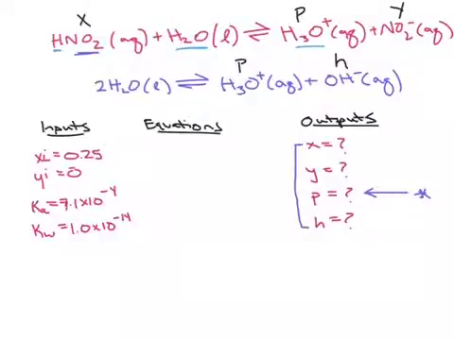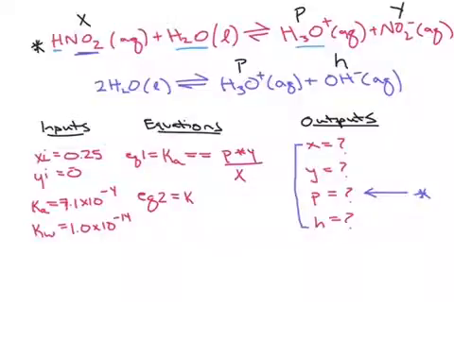Our first equation, equation 1, is just going to be our equation for Ka, which we'll get from our first equation up here. Ka is equal to P times Y divided by X. Equation 2 is just Kw, which is just P times H.